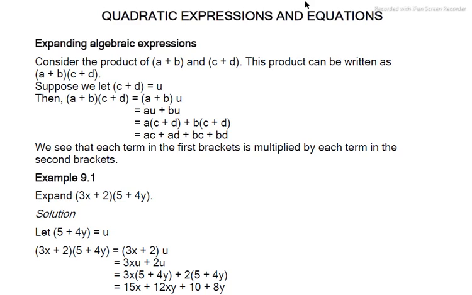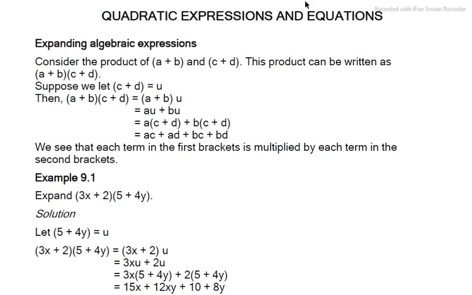So we shall consider the product of (a + b) and (c + d). This product can be written as the multiplication of the two brackets. So how do we open these brackets and how do we simplify this?